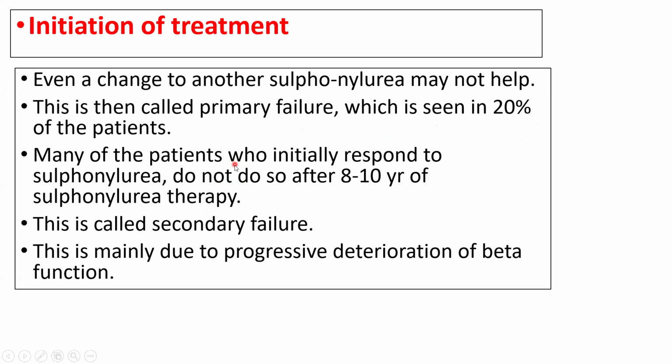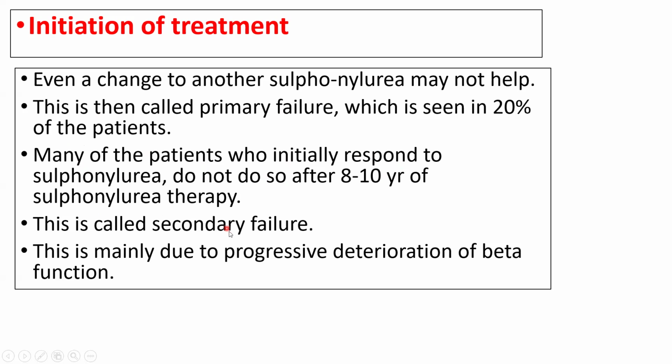Okay. Next. Even a change to another sulfonylurea may not help. This is then called a primary failure, which is seen in 20% of patients. Many of the patients who initially respond to the sulfonylurea do not respond after 10 years of this medicine.